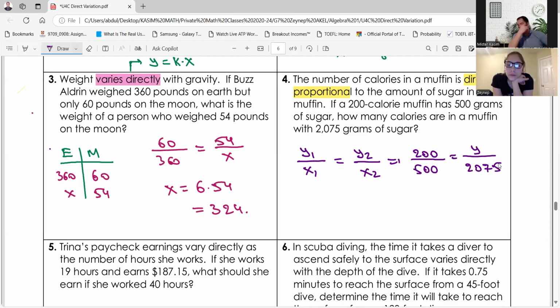Got it? You see this y1 over x1 equals y2 over x2, equal to k. And then first, before we cross multiply, Zeynep, what do we do here? Simplify. Let's simplify this. Zeros cancel each other, right? Only 2 left. 5 times y. It is 5y. And here we have 2 times 2075. Now from this equation, y is equal to 2 times 2075. Is it 4,150?